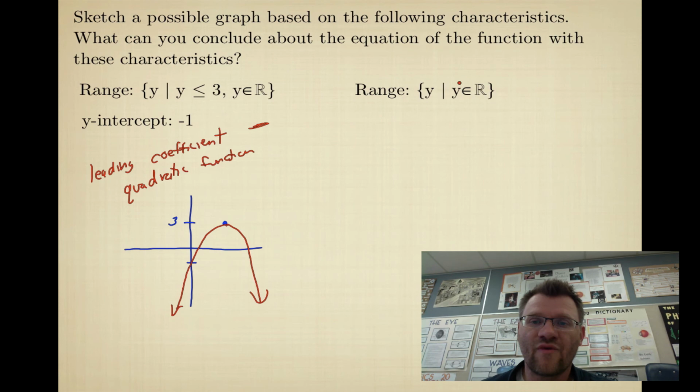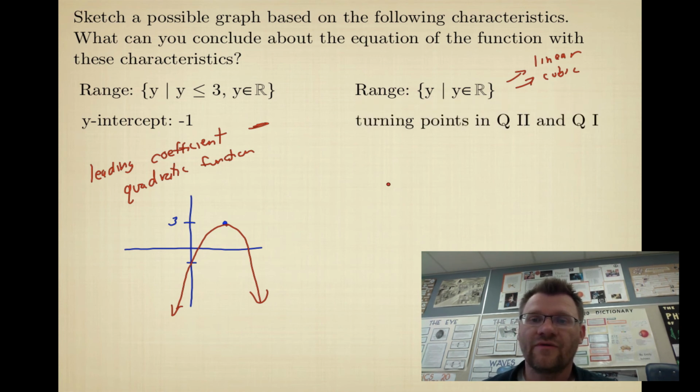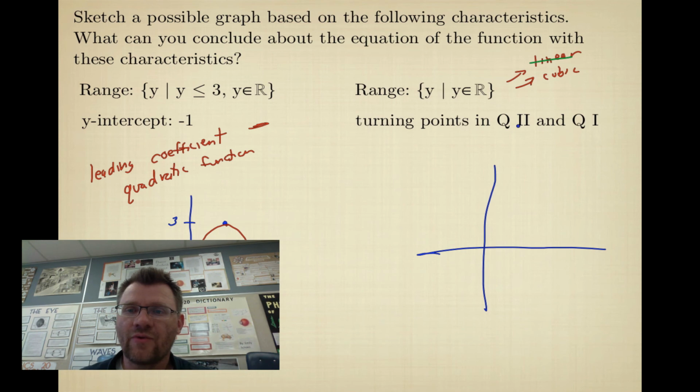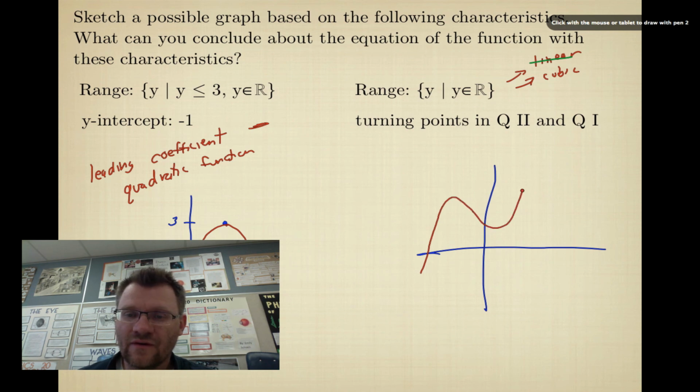Our second example says that the range is anything whatsoever, so all real numbers. So now we know we can narrow it down right away. We know this is either going to be linear or this is going to be cubic. And there are turning points, 2 turning points in quadrant 2 and quadrant 1. Well, that just means we know now that it can't be linear, because linear functions have no turning points. So we're looking at a cubic function. So there's my roughly drawn quadrants. I have a turning point in 2 and 1. And so that means there's going to be a turning point here and a turning point here, and all real numbers is the only other information they gave me. So my function is going to look something like this. So we've got a turning point here in quadrant 2 and a turning point in quadrant 1.